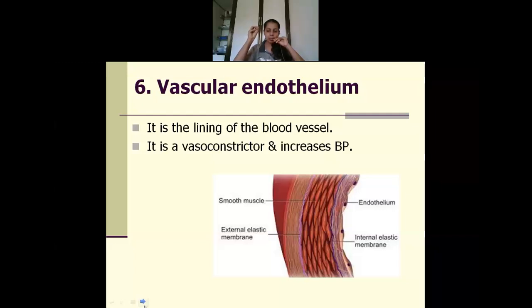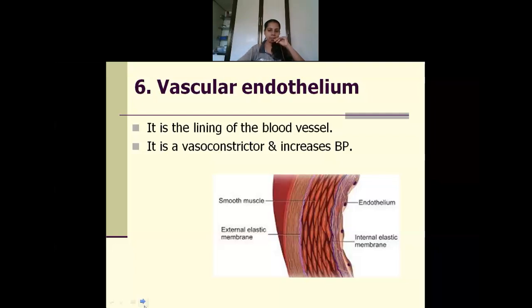It produces some vasoactive substances, some other growth factors also. Okay, and it is noted that this vascular endothelium, that is a lining, this is actually a vasoconstrictor. Okay, it tends to increase the blood pressure. So that is the normal regulation of this blood pressure.